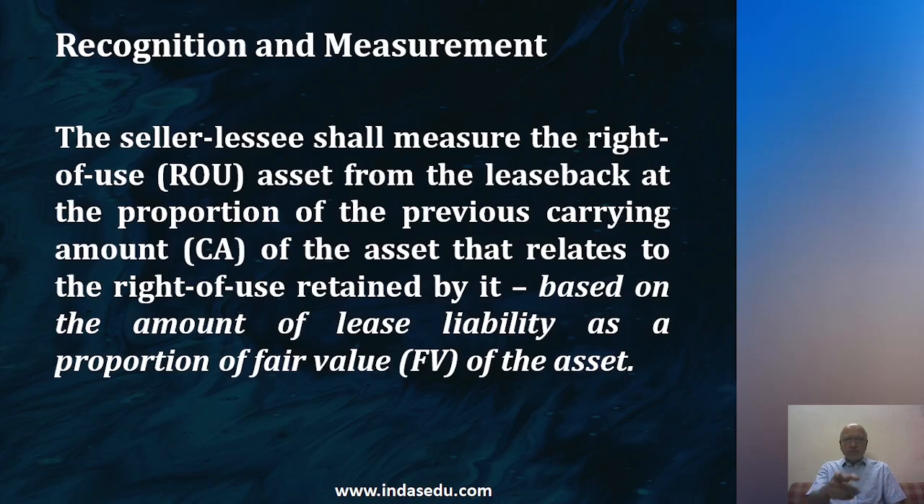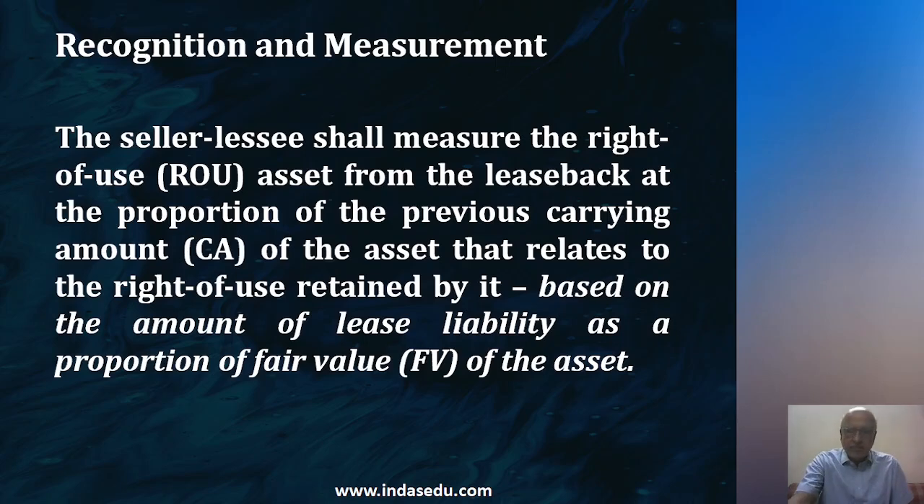What we generally do, as given at the bottom in italics, is that it should be based on the amount of lease liability as a proportion of fair value of the asset. For example, if the lease liability is 80% of the fair value of the asset, the right-of-use asset retained should be 80% of the carrying amount of the asset. I repeat, if the lease liability is 80% of the fair value of the asset, the right of use retained has to be 80% of the carrying amount of the asset.